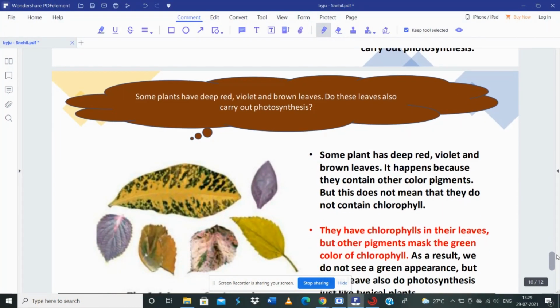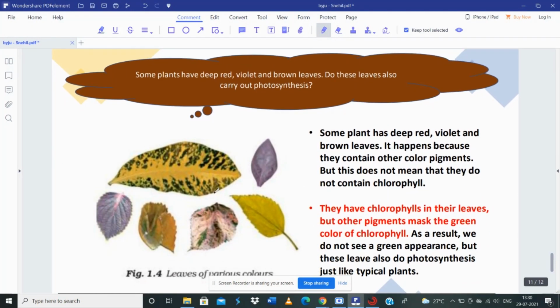Now I have one more question. You must have seen some plants which have deep red or violet or brown leaves. So, do these leaves also carry out photosynthesis? Because green color is not visible, and we generally say green color means chlorophyll is present. But these leaves are of different colors. So, do these leaves also carry out photosynthesis? Pause the video and think.